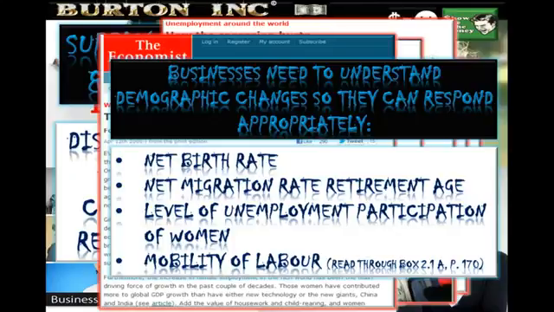Mobility of labour. This refers to the extent to which labour can move to different locations. It's sometimes known as geographic mobility, and their flexibility in changing to different jobs. This is known as occupational mobility. The more mobile that workers are, either geographically or occupationally, the higher the supply of labour tends to be.